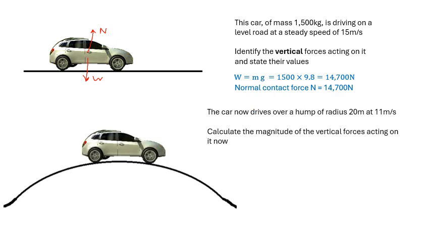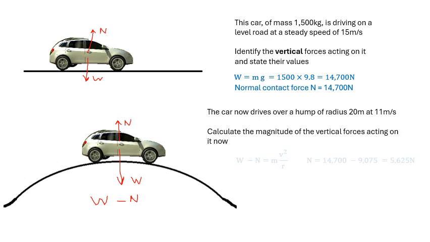Now the car drives over a hump of radius 20 meters at 11 meters per second. Calculate the magnitude of the vertical forces acting on it now. Now it's moving in a circle, and that means that the resultant force must be towards the center of the circle. So the weight of the car is the same as it was before, because we're still on planet Earth. So the normal contact force must be smaller. Why? Because there must be a resultant force, and the resultant force is going to be W minus N.